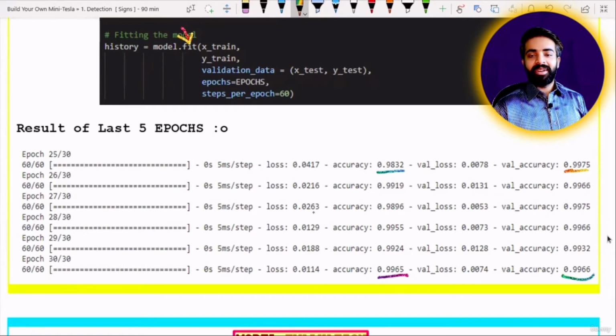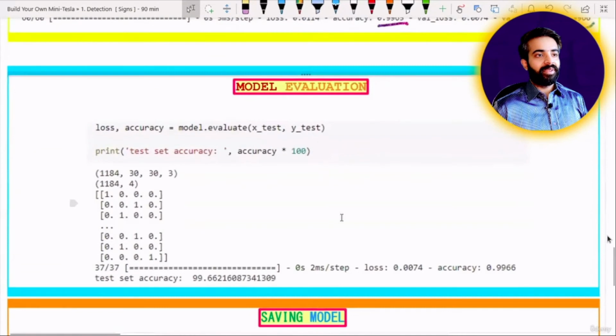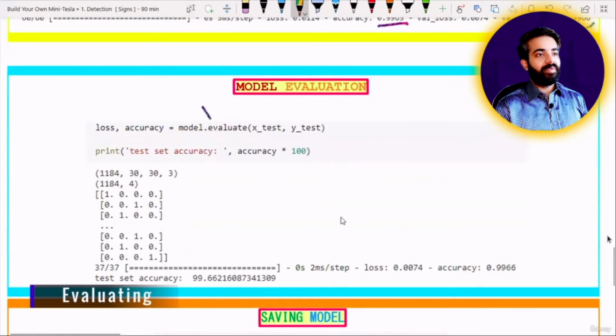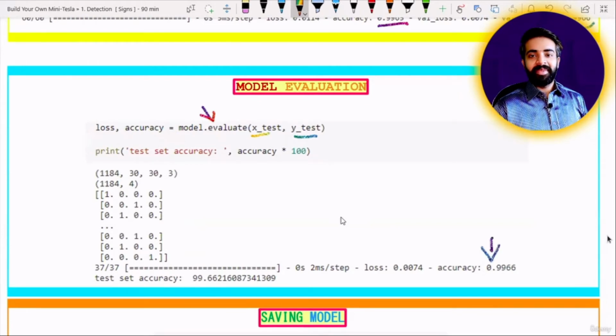Now that we have trained our model on our training data, we are ready to evaluate on our test set. To perform the model evaluation, the function available in Keras is known as model.evaluate, and we provide the data that is x_test and y_test, and this gives an accuracy of around 99.66%. So now we are sure that our network is not only performing on the seen data, but it's also giving good results on the unseen data.